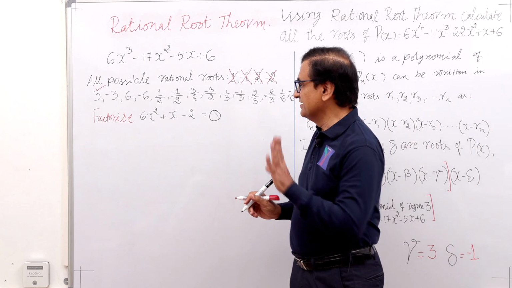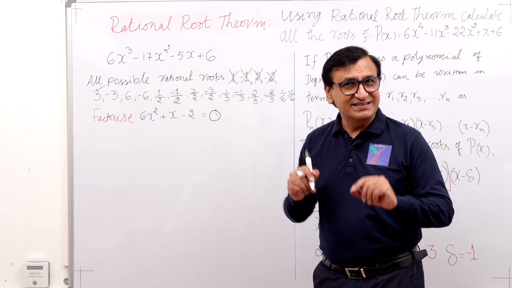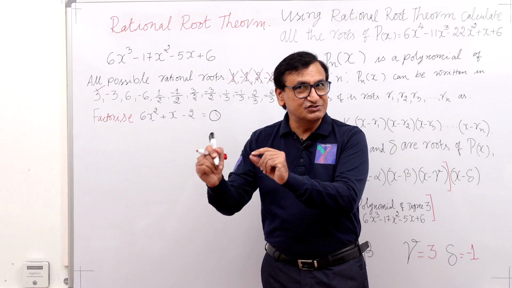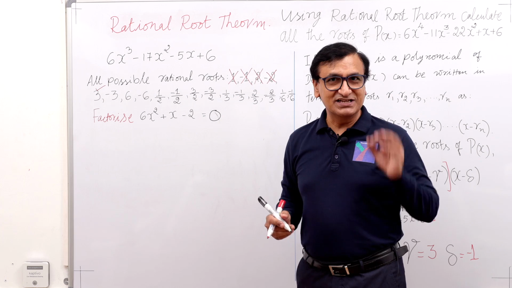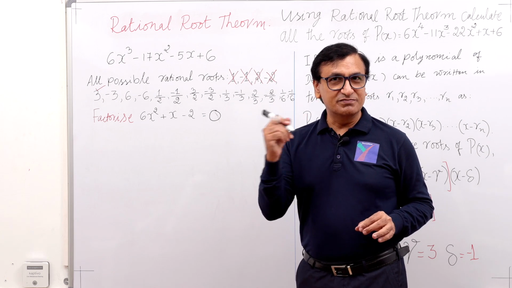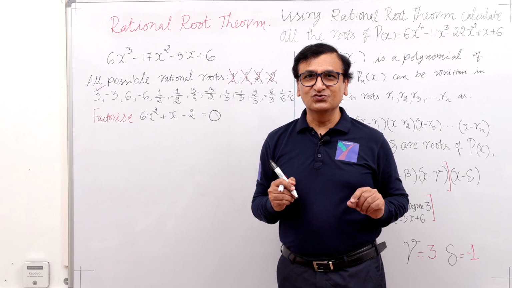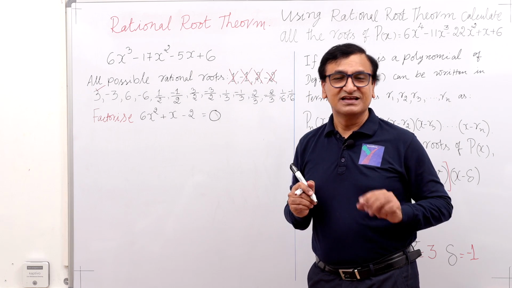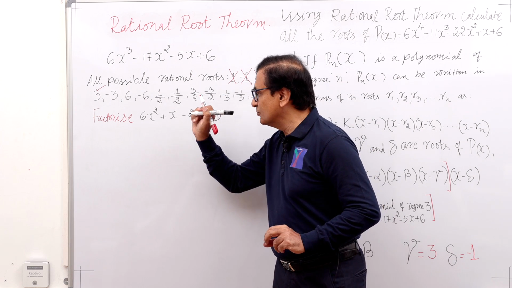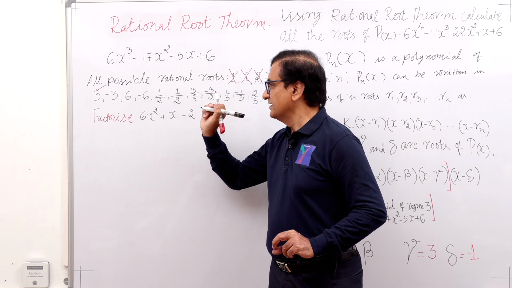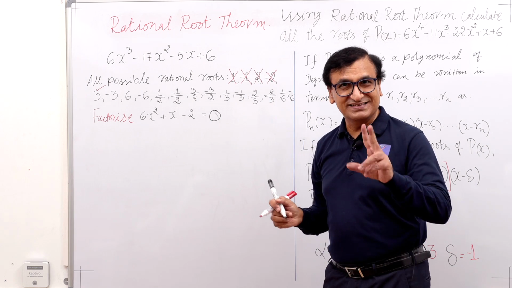That's one method. Second method is to use the completion of square method. And the completion of square method actually leads you to the famous quadratic formula, that is minus b plus or minus square root of b square minus 4ac. And there are different other methods. I'm going to use the completion of square method. And for the completion of square method, it makes sense to have the coefficient of the largest exponent as 1. So I'm going to divide this entire equation by 6.